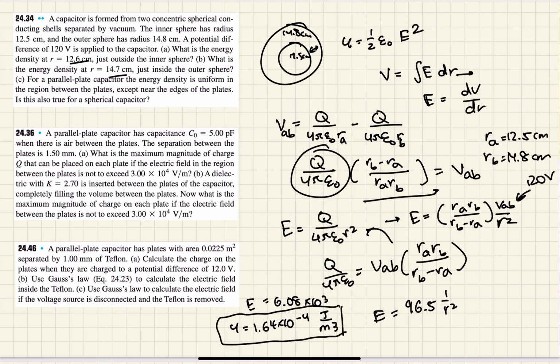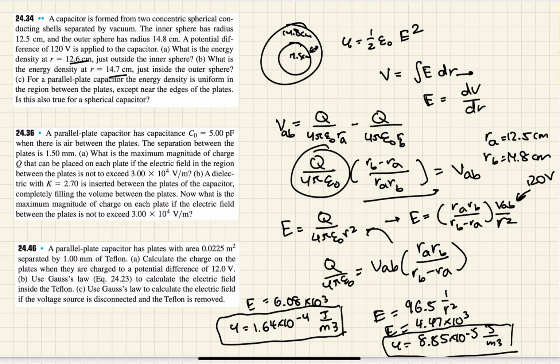For the other one, we plug in R equals 0.147 meters. I skipped a step. E is 4.47 times 10 to the power of 3. And so U is equal to 8.85 times 10 to the power of negative 5 joules per meter cubed.